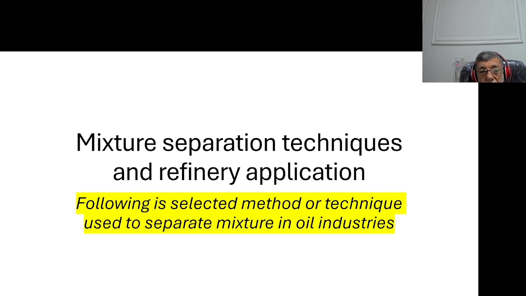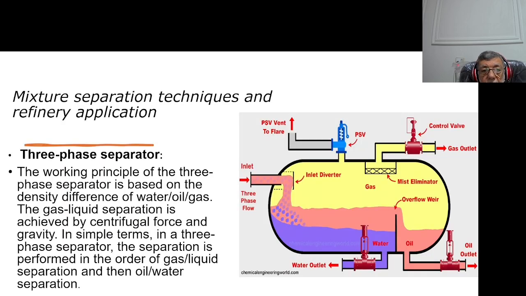So all these need techniques to separate this type of mixture. The first technique is the three-phase separator, and this is the first step used after production of crude oil. After taking the crude oil from the well, it is sent to the three-phase separator, the vessel that separates the crude oil from the water and the gas.